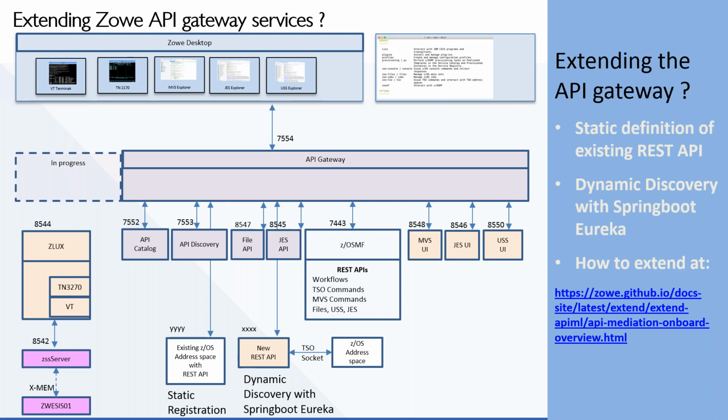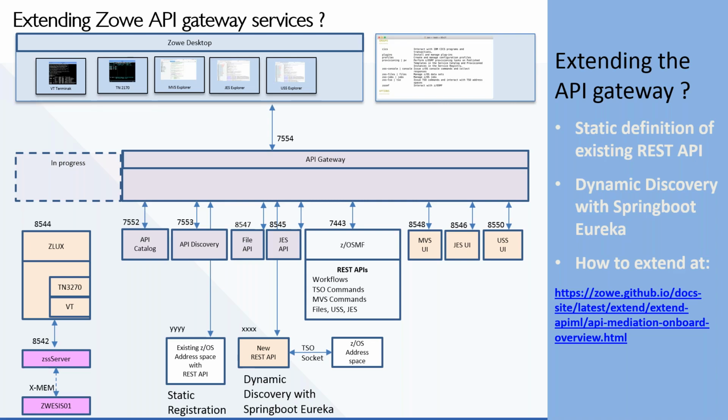And the two patterns that are the most common for extending the API gateway are, first, the white box on the bottom left called static registration. There are a lot of existing z/OS address spaces that already have REST APIs for existing subsystems like, I know, CICS or MQ or things like that. So what we're trying to do is introduce as many of those services as possible into the gateway. You can do that with a pattern called static definition, which is where you teach the gateway about the presence of those services.